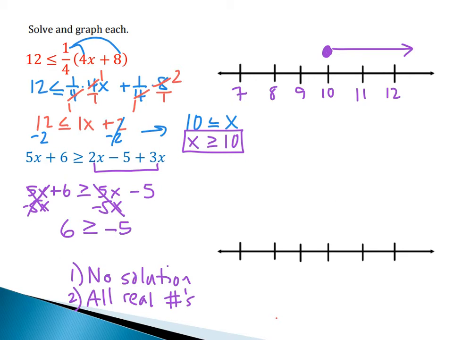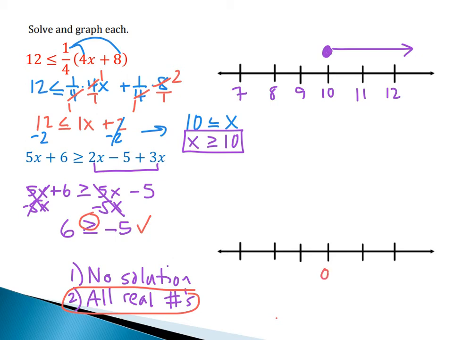Well, we know the difference by the statement that's left over. We have to ask ourselves, is 6 greater than or equal to negative 5? Well, we know that 6 is definitely greater than 5. So this checks out. This is a true statement. If it's a true statement, remember it's all real numbers. Now the question is, how do I represent all real numbers on a number line? That's kind of interesting. I'm not just representing my boundary and above or below it, but I'm representing every single number.